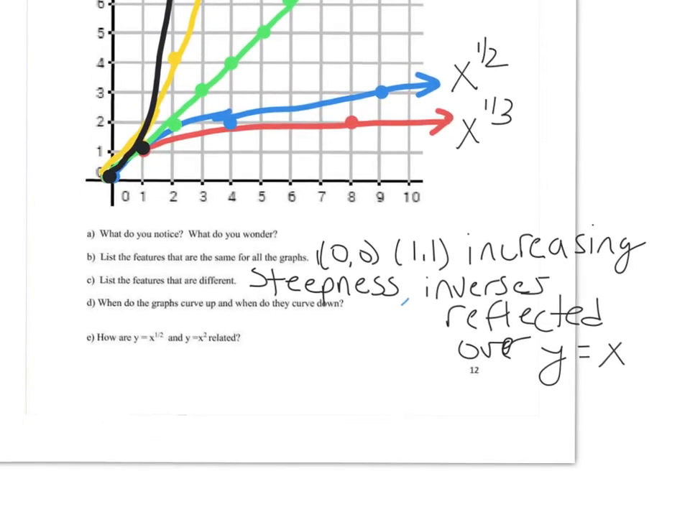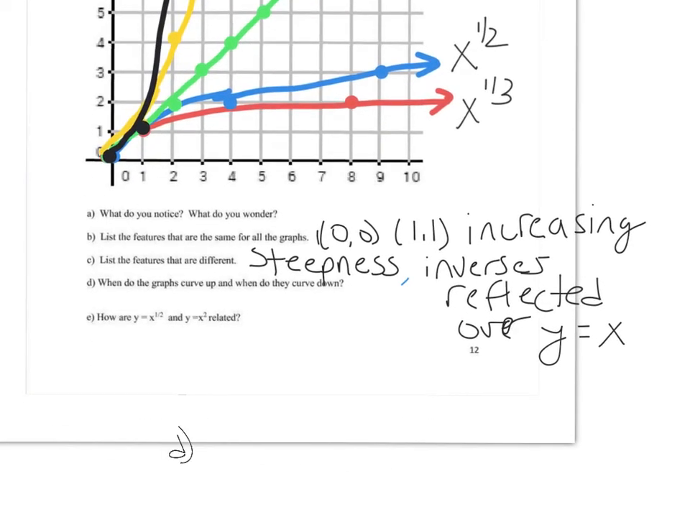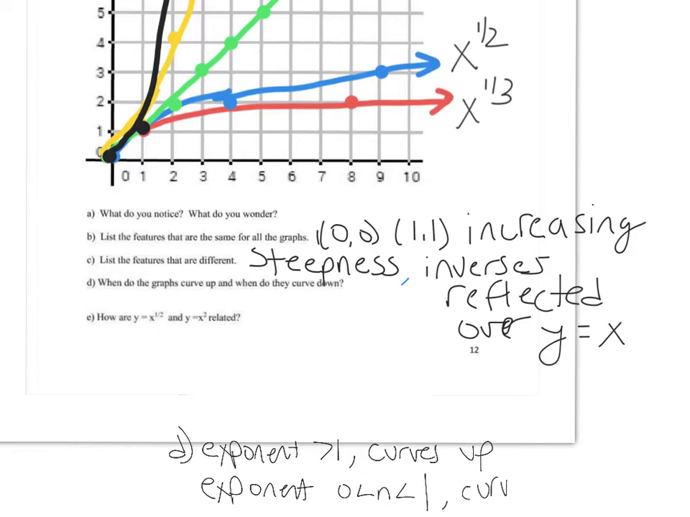We can generalize that by saying when the exponent is greater than 1, it curves up. And when the exponent is between 0 and 1, because we didn't get into negatives, it curves down. How are x to the 1/2 and x squared related? We already talked about that. They're inverses of each other. Okay.